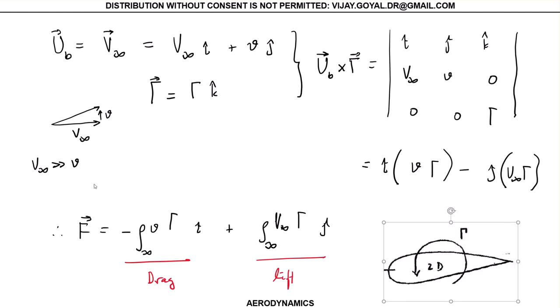Okay. So when we talk about drag, the drag goes in this direction, typically letter D. And your lift goes perpendicular, up, and this is lift.